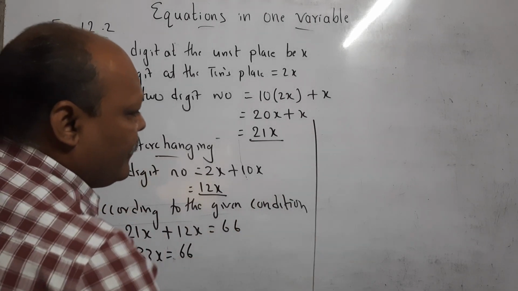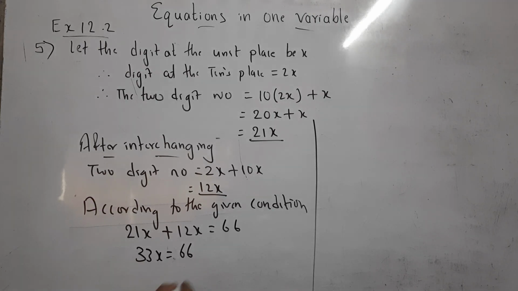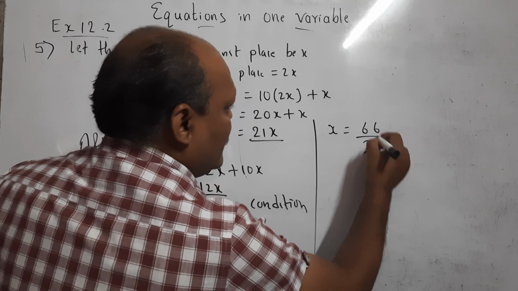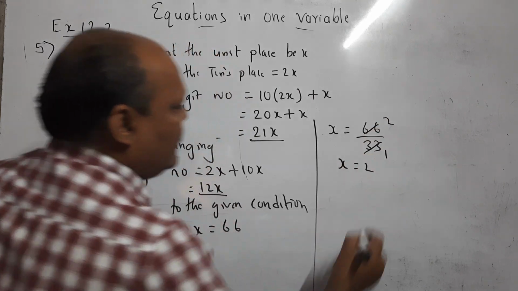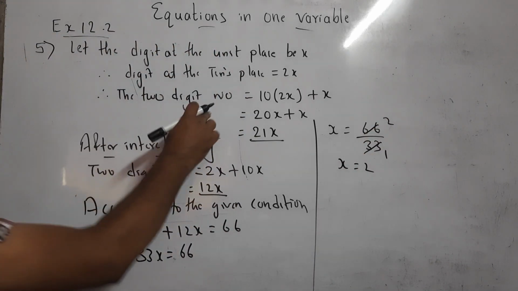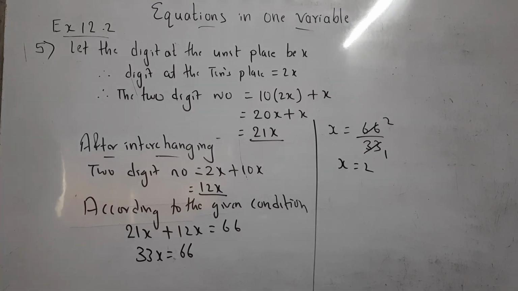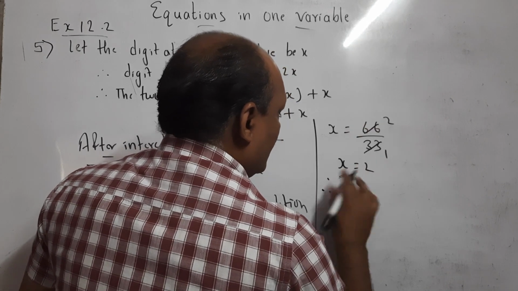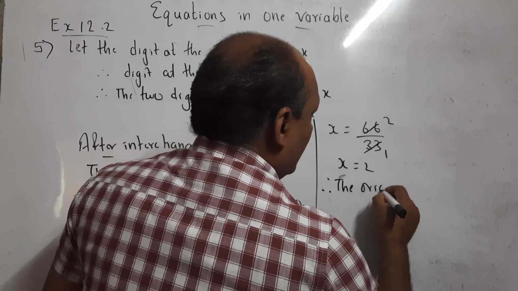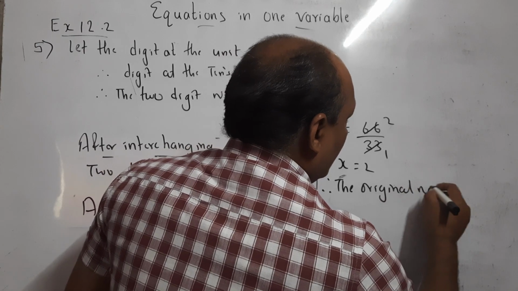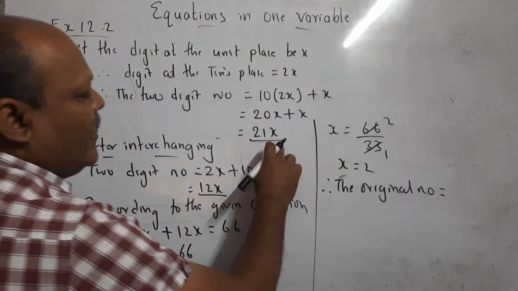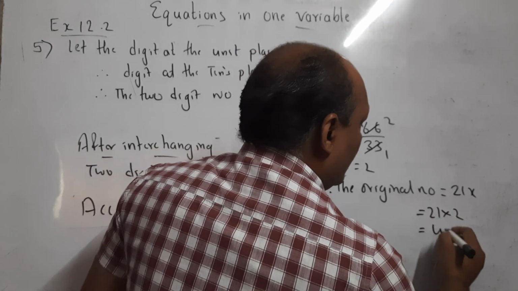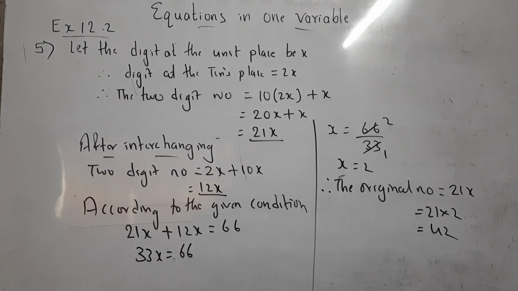So what will we get here? 33 will come down. x is equal to 66 upon 33. 33 twos are 66. The value of x you are going to get is 2. We have to find the original two-digit number. Therefore, the original number is equal to 21x, that is 21 into 2. How much do you get? 42. I hope all of you understood this sum.